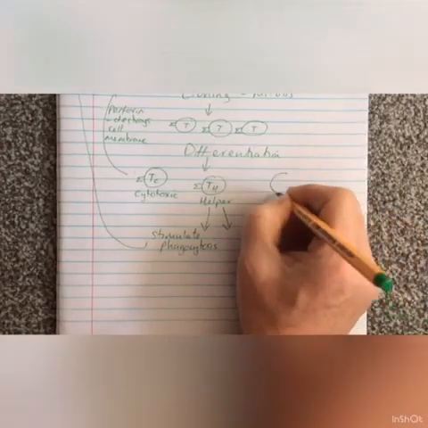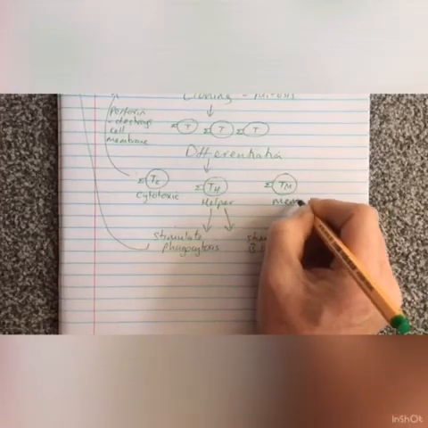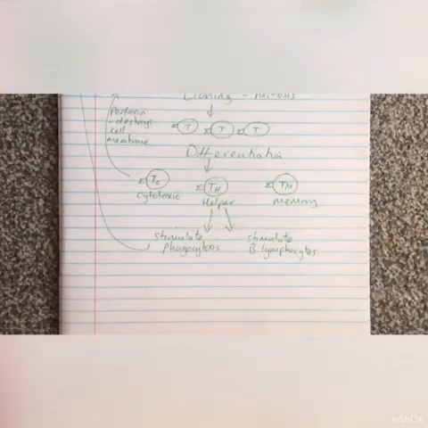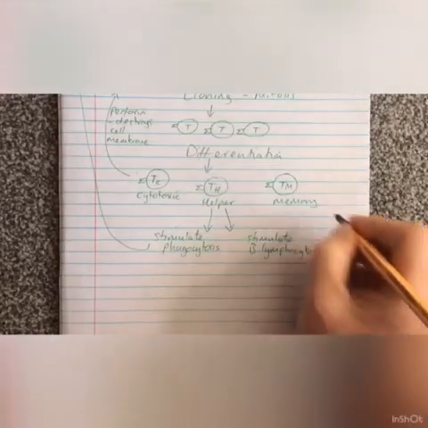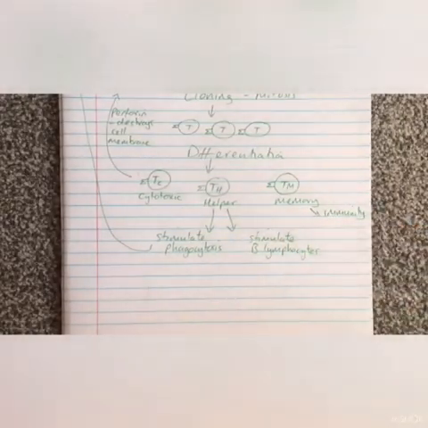And then the third type, T memory cells. These are the ones involved in immunity. So those are the ones which, next time you are presented with this pathogen, they will respond super quickly, and they will clone quickly, and they'll differentiate quickly, and they'll make the response happen so quickly that the pathogen can't make you ill because it's been destroyed super speedy quickly.